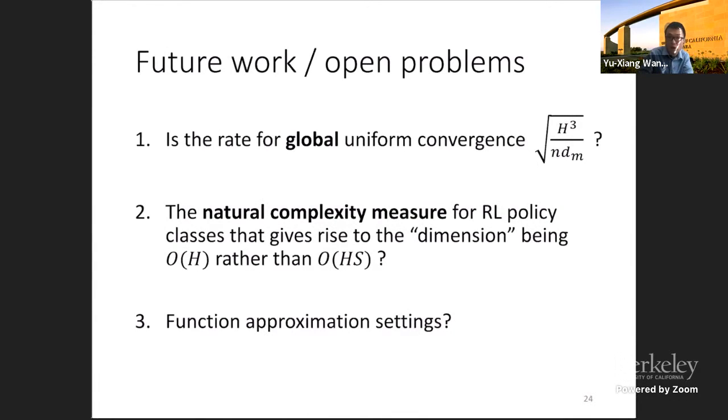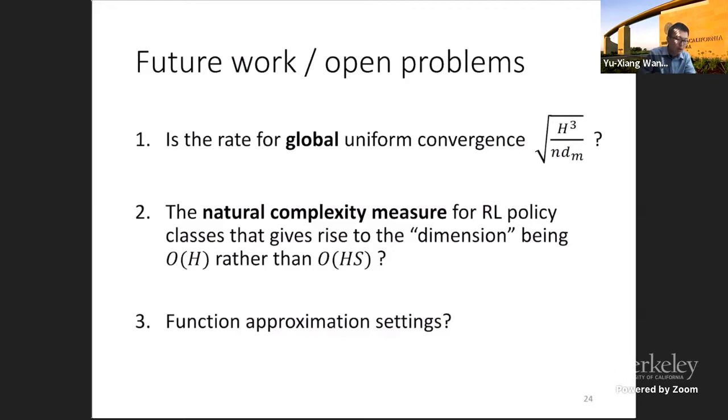First of all, even in this very restricted setting of tabular MDP, the rate of global uniform convergence is still unknown. Our conjecture is that it is, as expected, the same as our lower bound, but there are technical issues in actually deriving this, and we're actively working on that. There are some promising leads, but I still think that we need some additional new insight to completely solve this problem.